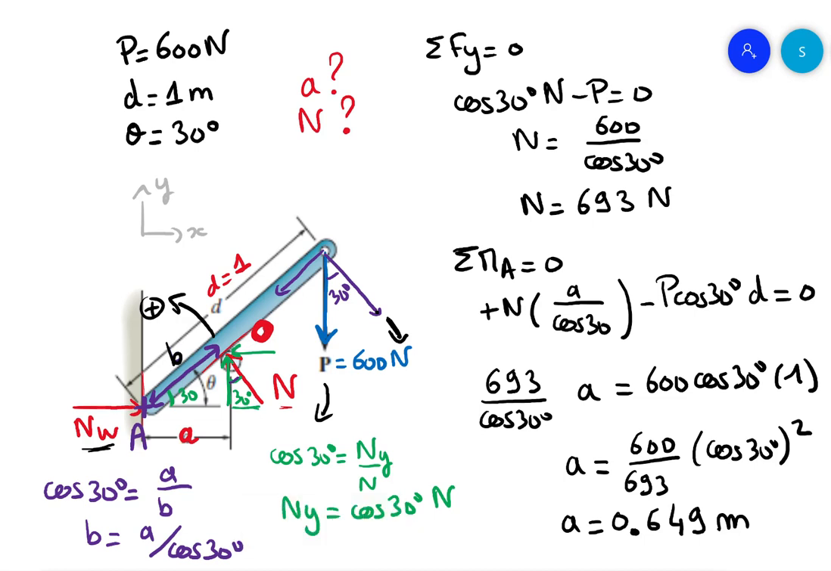There we go. So the answer: the distance is 0.65 meter, 65 centimeters, and the normal force between the cylinder, that's a ruler, but let's say more of a cylinder, and the rod, N, is 693 Newton. So we solved for those two unknowns.